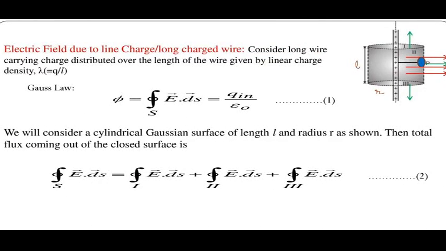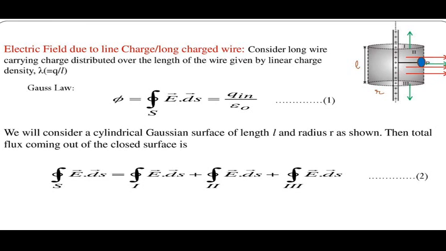Now let us apply this to find the electric field due to a line charge or long charged wire. Here in the image you can see a positive charge is uniformly distributed over the length of the wire. Since the charge is distributed over the length of the wire, we define linear charge density lambda, which is nothing but charge per unit length.